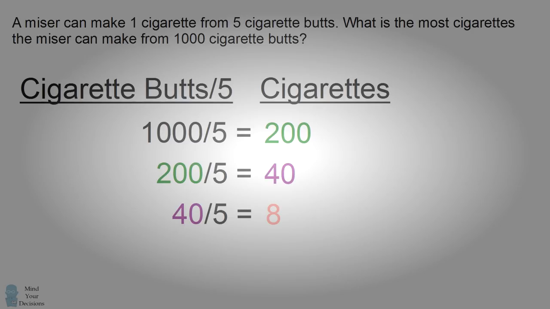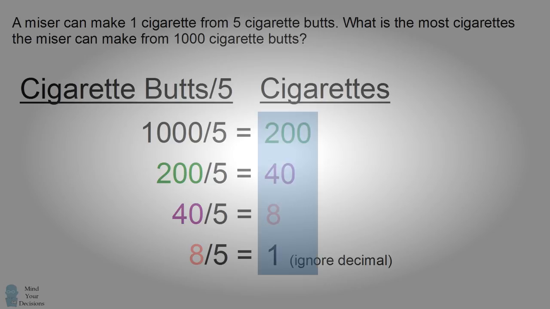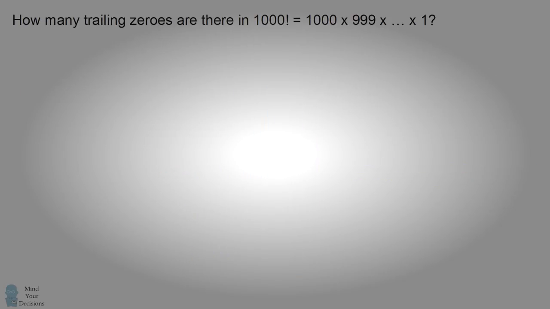And if he smokes these 8 cigarettes, well, the number 5 goes into this one more time. We can get the total number of cigarettes the miser can make by adding these numbers up. We have 200 plus 40 plus 8 plus 1, which gets us the answer of 249 cigarettes. So what does this have to do with factorials and trailing zeros?